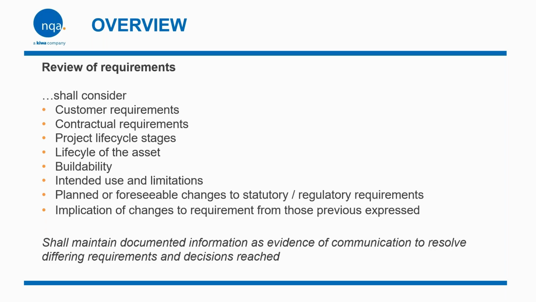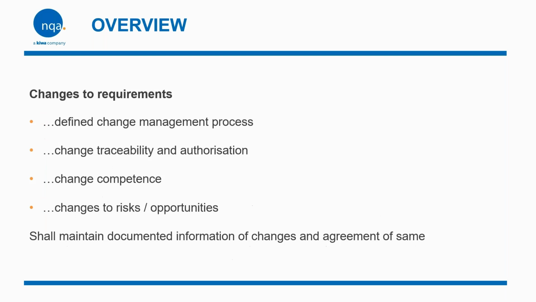The other thing it says is that organizations shall maintain documented information of communication efforts to resolve conflict or different requirements, and decisions reached regarding any of these changes and clarifications. So for changes to requirements, define change management processes, change traceability and authorization, change competence, and changes to risks and opportunities. And again, this all has to be documented, any change in the requirements.